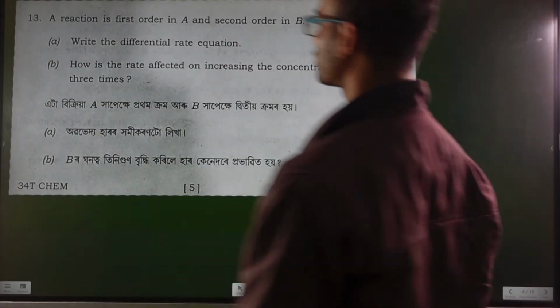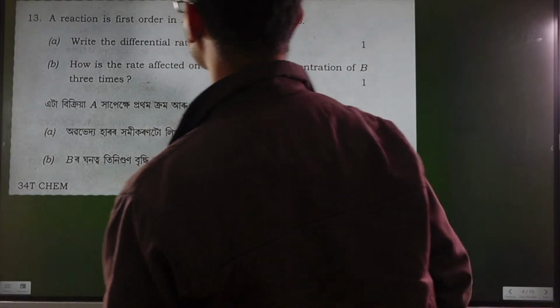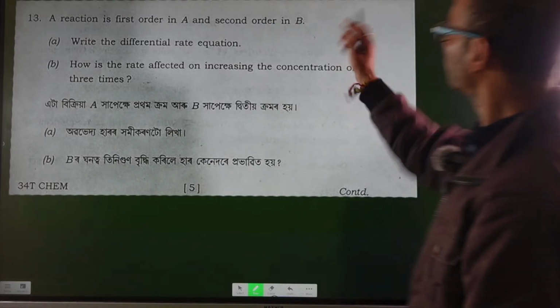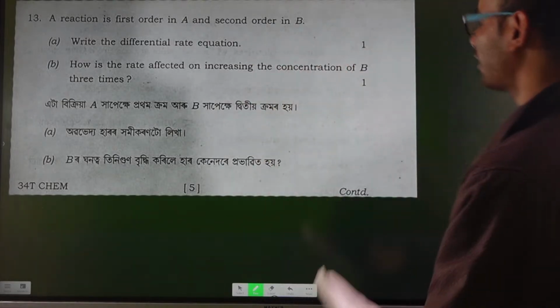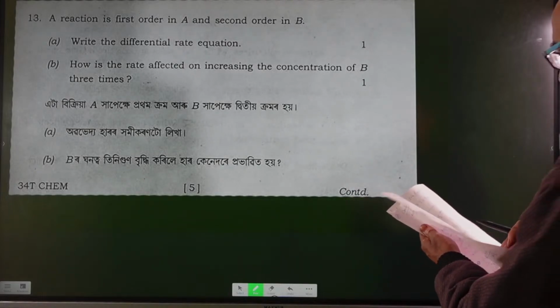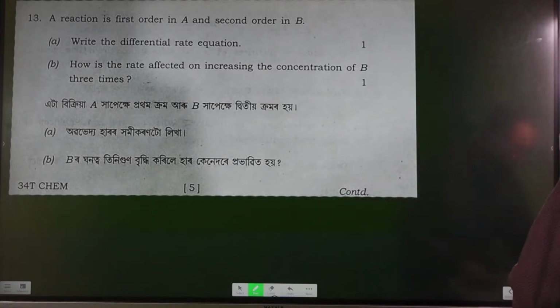Moving to this question also, it is written that the reaction is of first order in A and second order in B. Write the differential rate equation. For this also, you can write it like that.